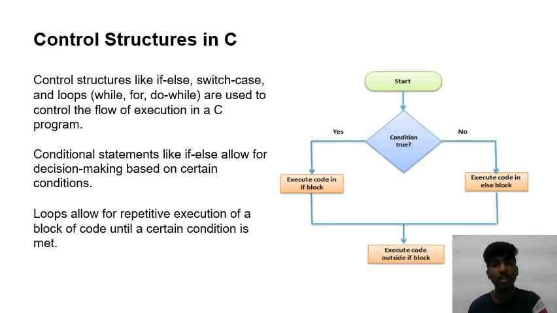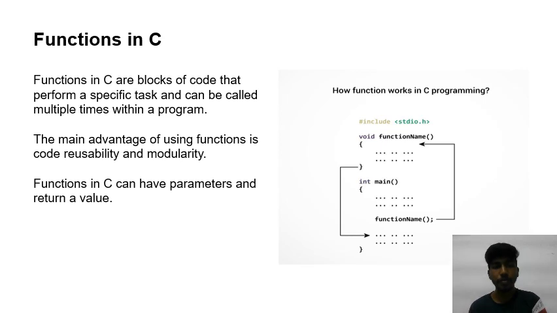Control structures in C. Control structures like if-else, switch case, and loops are used to control the flow of execution in a C program. Conditional statements like if-else allow for decision making based on certain conditions. Loops allow for repetitive execution of a block of code until a certain condition is met.